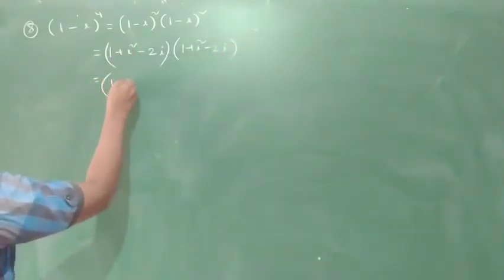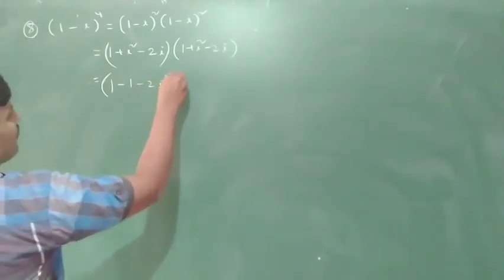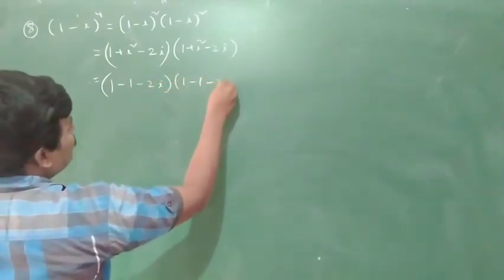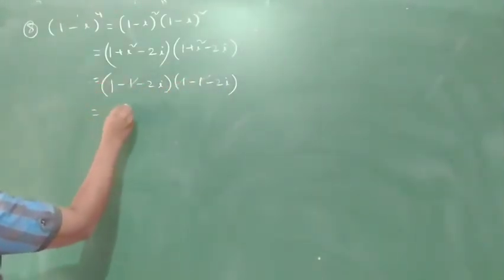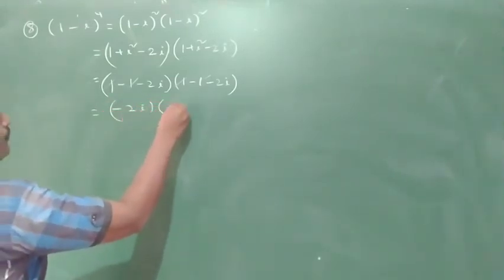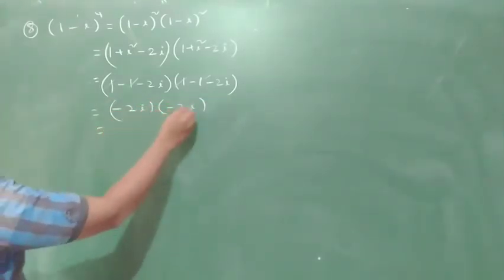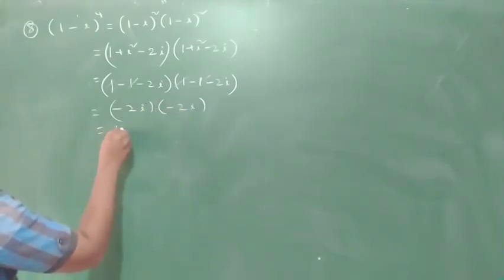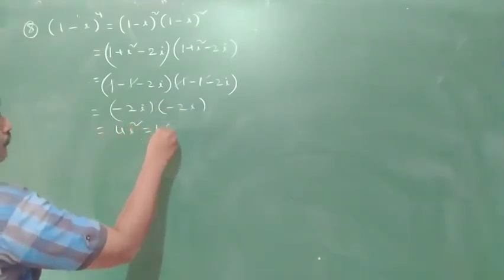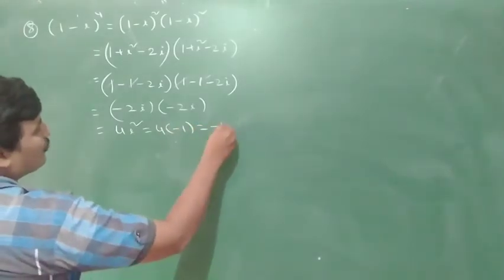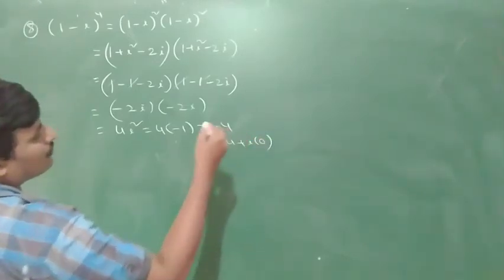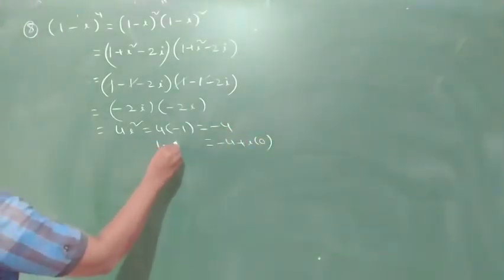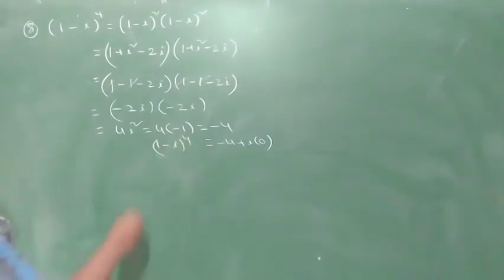1 minus i square is equal to 1 minus 1 minus 2i. So 1 cancels, 1 cancels. So minus 2i into minus 2i. Minus 2 into minus 2 is 4. 4 into i square. So 4 into i square, whose value is minus 1, is equal to minus 4. Minus 4 is equal to minus 4 plus i into 0. This is the answer: the value of (1 minus i) whole power 4 is minus 4.